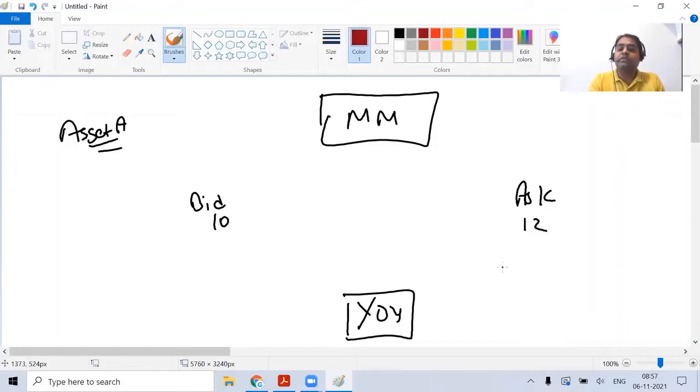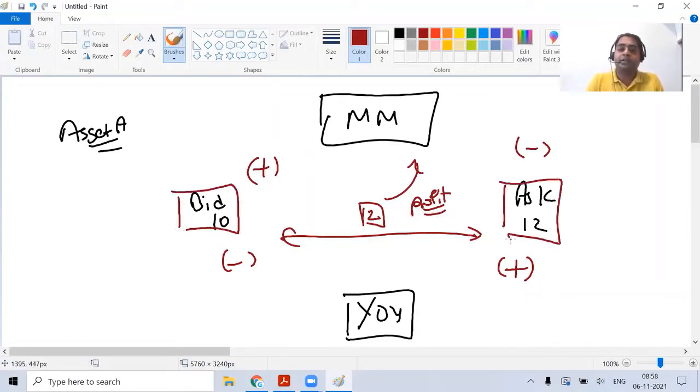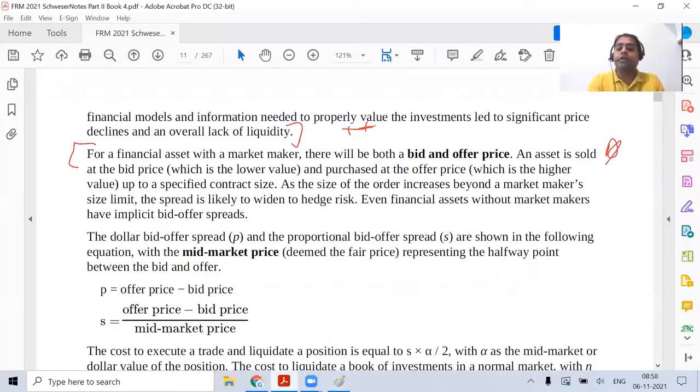So $12 is where you will buy and he will sell. Okay, $10 is where you will sell and he will buy. So there is always a spread, which is basically the profit to the market maker. Because if you look at it from the market maker's perspective, he's going to buy at the bid rate and sell at the ask rate. That is how he is able to sustain in the business, right? So bid and offer price is what the market maker gives for the asset.